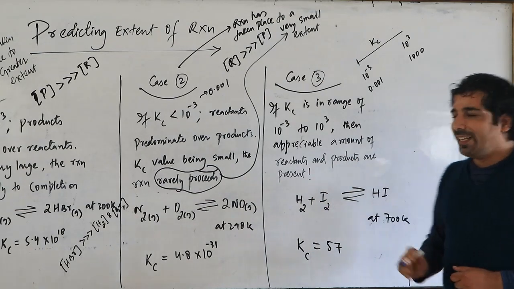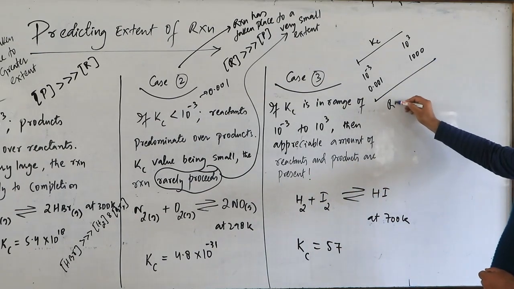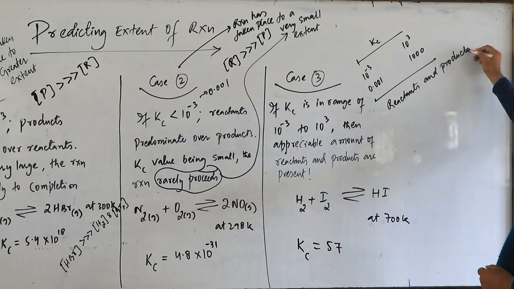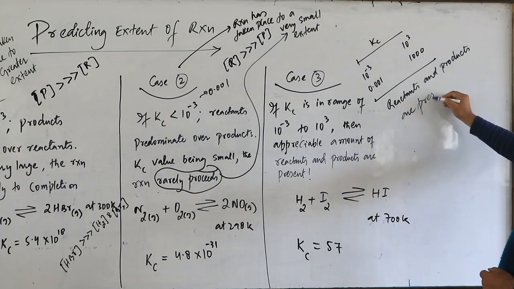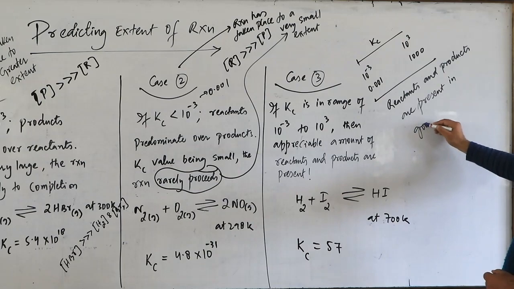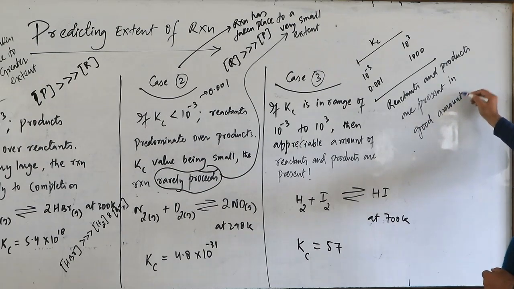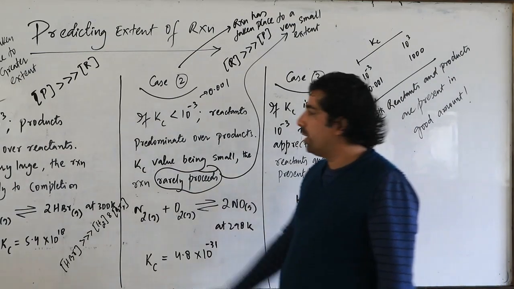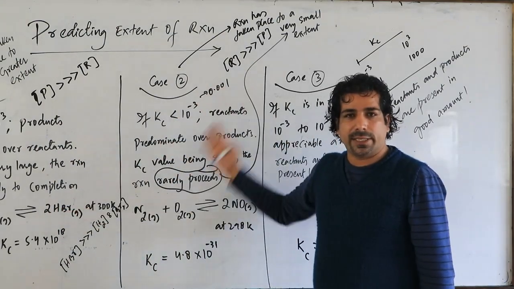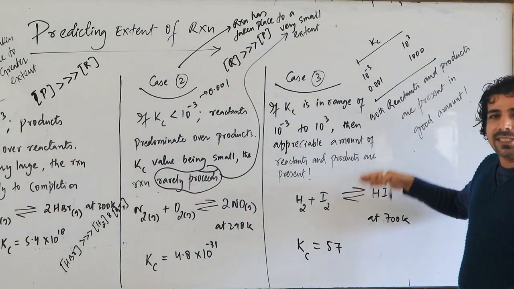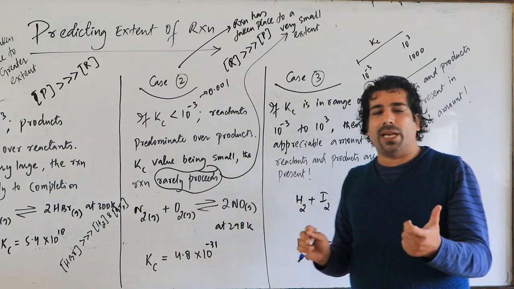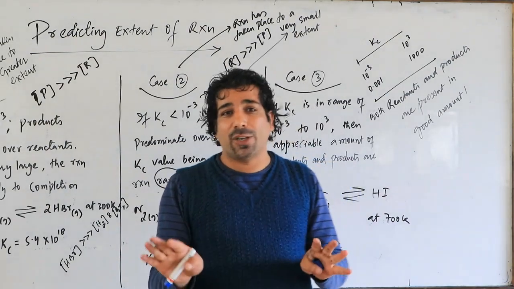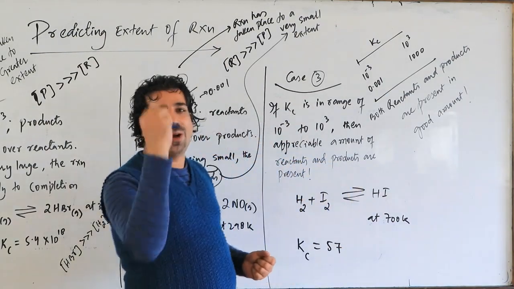What is the meaning of that? Here in this case, reactants and products are present in good amount. So both are present, both reactants and products are present in good amount. Here products are more, here reactants are more, and here reactants and products both are present in appreciable amount, means good amount. Good amount of reactants, good amount of products, but don't say they are equal. Reactants and products are not equal. Good amount of reactants and good amount of products.